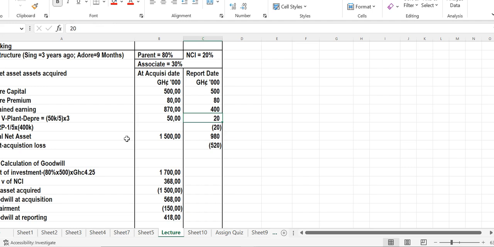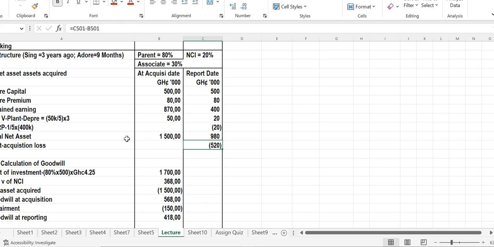Associated depreciation. It's for 5 years, so what is left of it is 20. So you can see 60 has been written off. So it amounts to the same story. Then we have the unrealized profit on inventory, which is 20. You have your total net asset and you have post-acquisition loss.